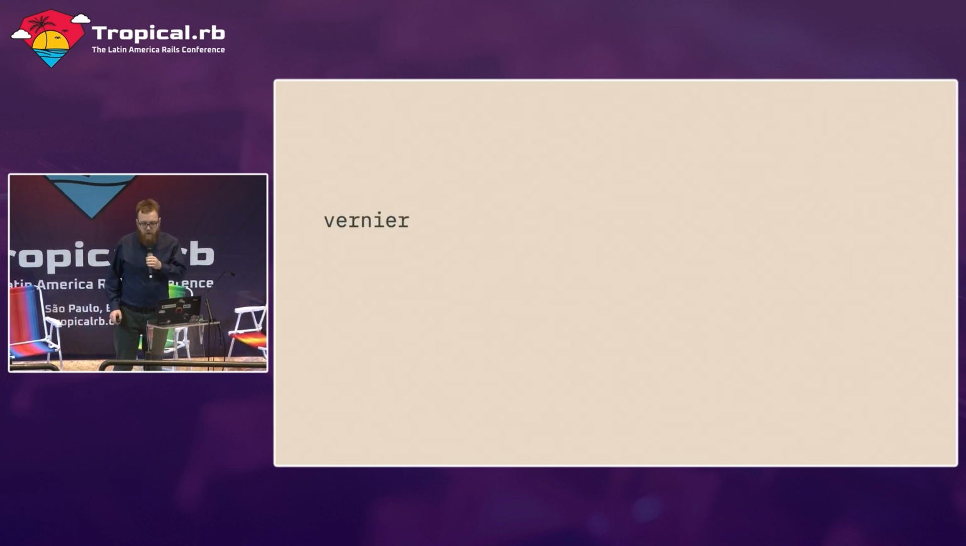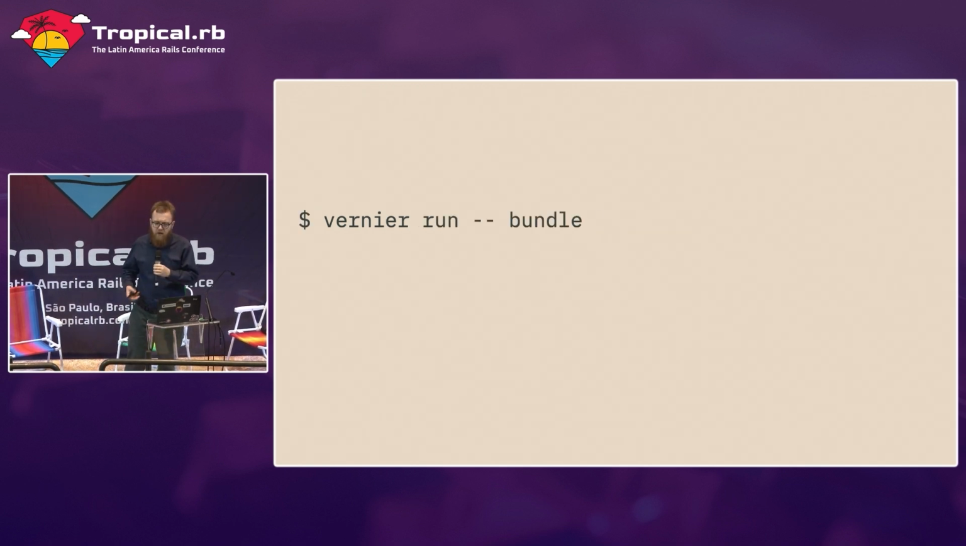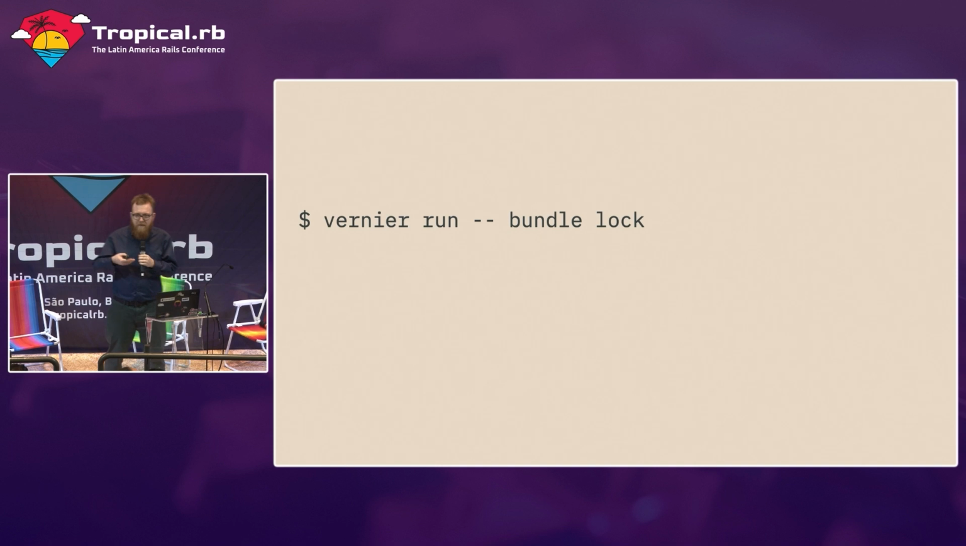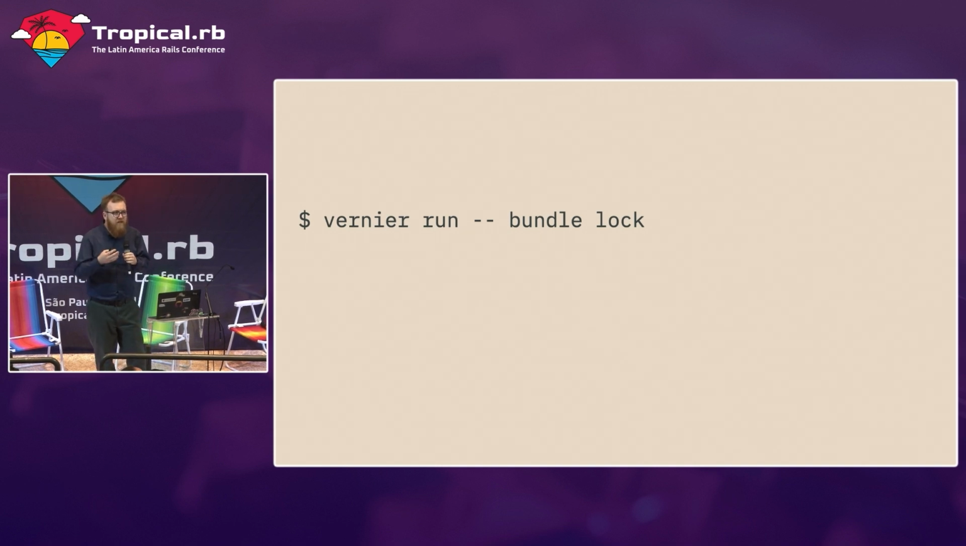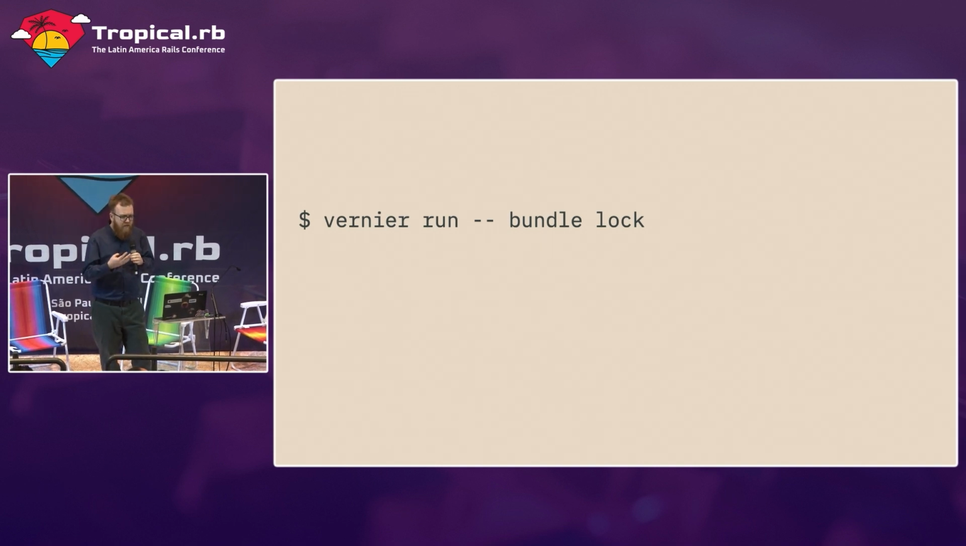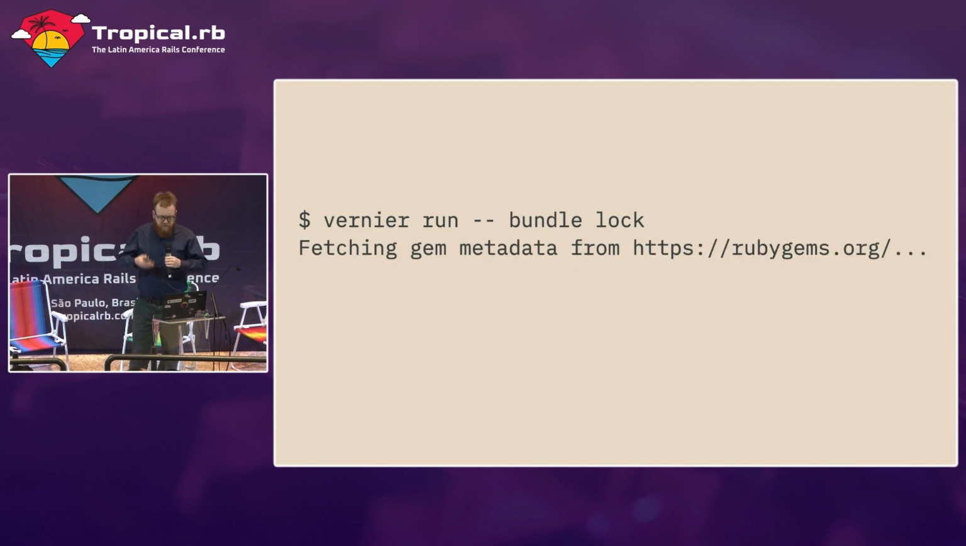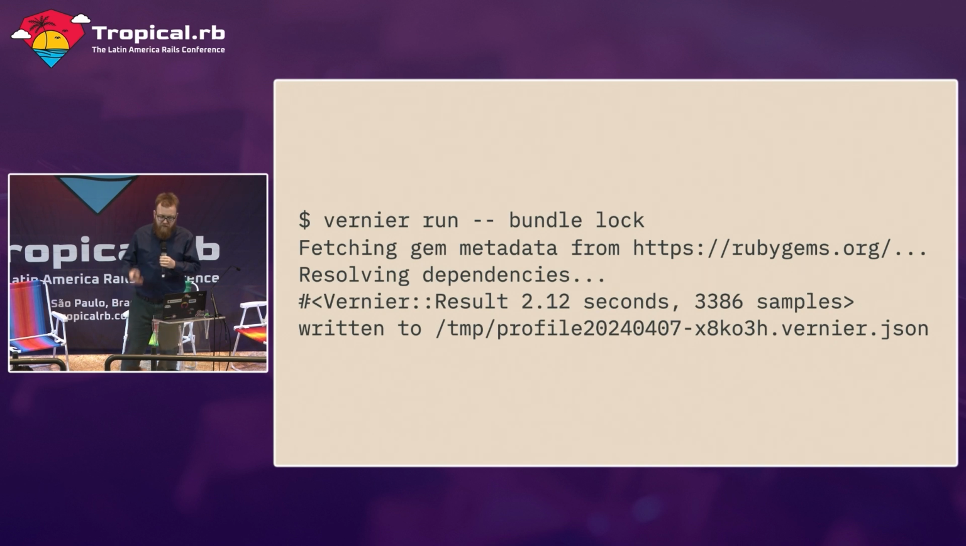So let's start with a quick demo, just to see what using a profiler is like. Vernier comes with a CLI to easily measure a command. We're going to measure bundle lock. Bundle lock's pretty much the same thing as bundle update. It updates the versions of your packages, but it doesn't install them. That's just going to be a little easier for us to measure. So we can run that, and after it's finished, Vernier will tell us that it's recorded a result, that the program took about 2.2 seconds, and where it wrote that profile file.